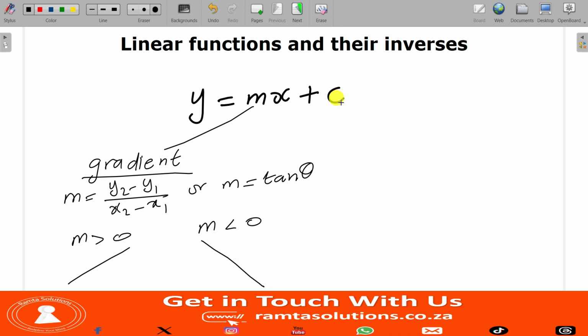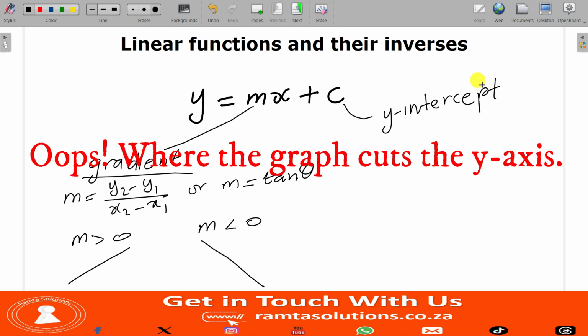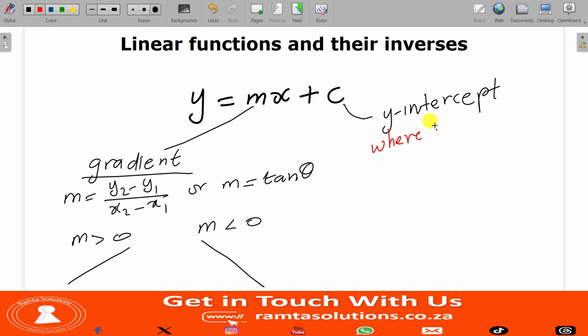All right? And again, this c is the y-intercept. The y-intercept is where the graph cuts the y-axis. Let me write that. Sorry, I said x-axis earlier, but it is where the graph cuts the y-axis, right? This is your y-intercept. So these are the things that we remember from grade 9 and 10.